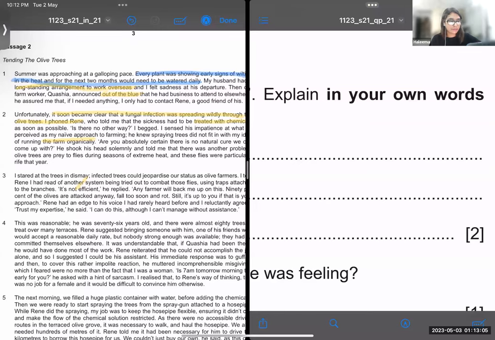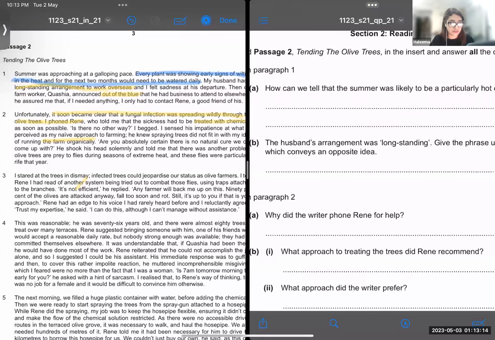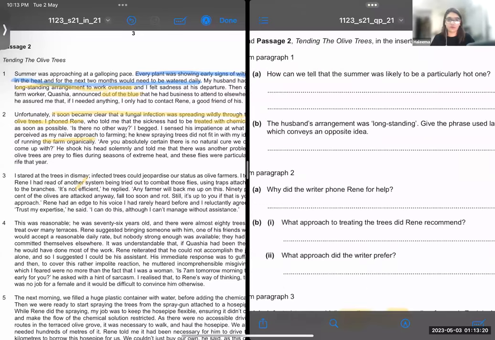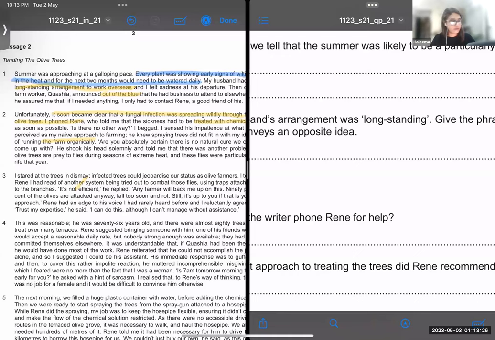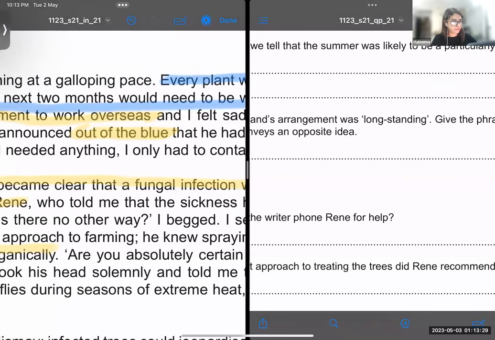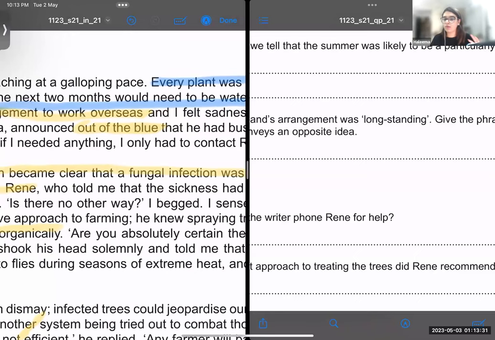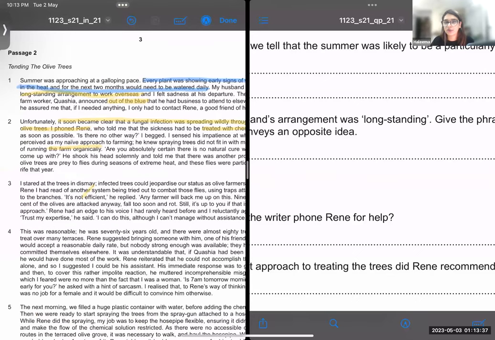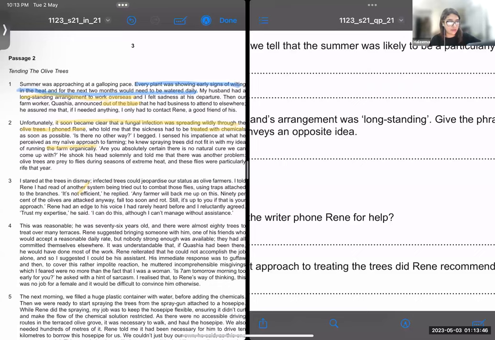Let me give you an example. If you look at this question right here, they said, give the phrase used later in the paragraph, which conveys an opposite idea of longstanding. So what did we do? We picked out of the blue, and as is, we answered for this question. Does that clarify your concern? All right, so yes, you can pick out words as is from the passage, but you need to keep in mind that it has to be in terms of the question itself. If the question says in your own words, then there's no getting away from that. You have to write it in your own words. Just the way it does in question 5A.